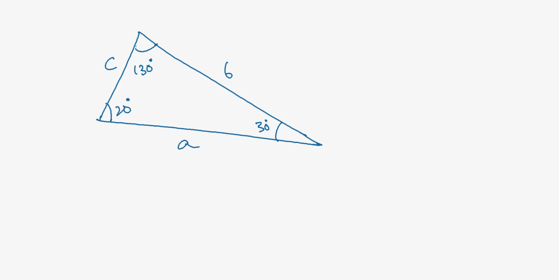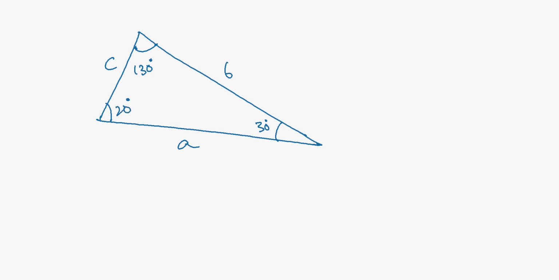Which rule will you go for? The sine rule. What is the rationale? You see, the cosine rule deals with three sides, something like a squared equals b squared plus c squared minus 2bc cosine of that angle. But the sine rule deals with two sides and two angles. So whenever you find a situation where you are dealing with one angle and three sides, then the cosine rule will be handy.